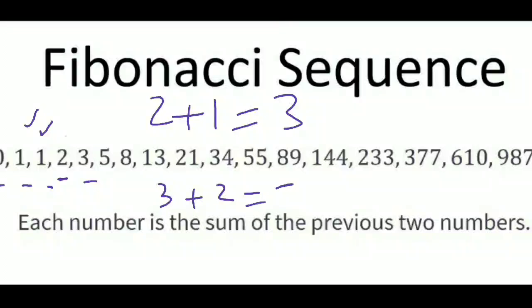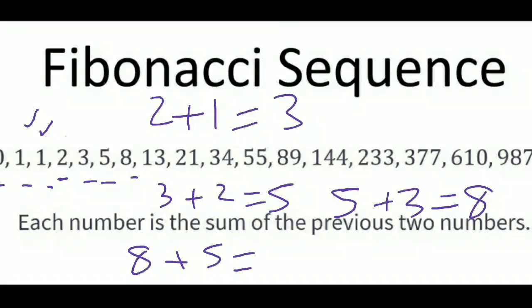Now if we do 3 plus 2, we'll get 5. If we do 5 plus 3, we'll get 8. If I do 8 plus 5, I'll get 13, which is the next term. And if I do 13 plus 8, I'll get 21, which is the next term. So you can clearly see, every term is a sum of previous two numbers.